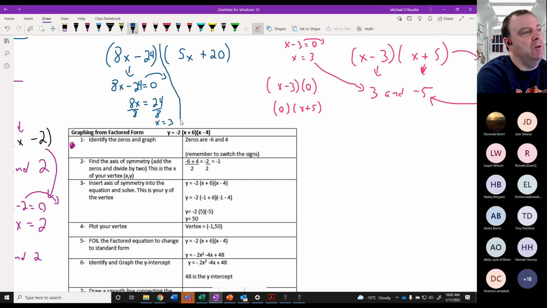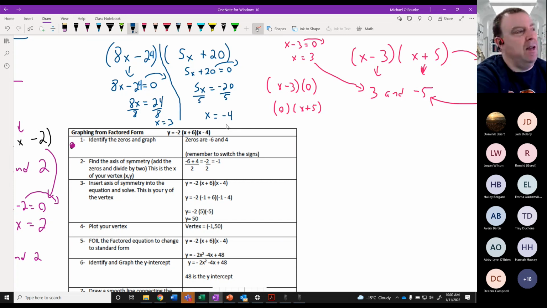For this one, we do the exact same thing. 5x plus 20 equals 0. And then we rearrange again. 5x equals negative 20. Divide by 5, divide by 5. X equals negative 4.